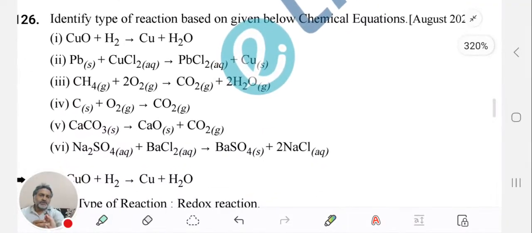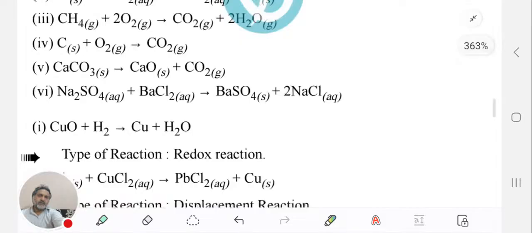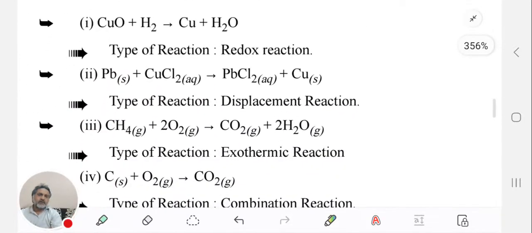Question number 126. Identify the type of reaction based on the given chemical equations. Number 1. CuO plus H2 gives Cu plus H2O. Type of reaction: redox reaction. Why is it redox? Because here copper plus 2 is converted to copper, that is reduction, and hydrogen 0 is converted to hydrogen plus 1, that is oxidation. So both oxidation and reduction take place, so it is called redox.